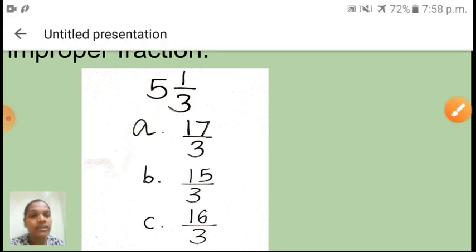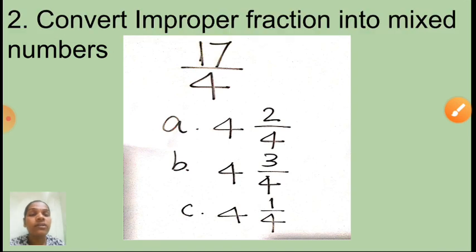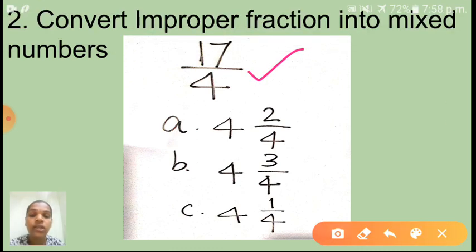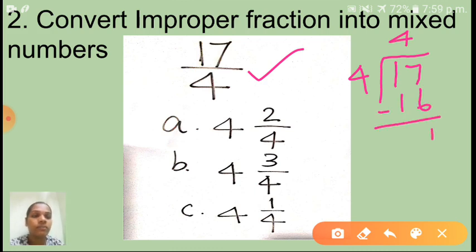The second MCQ is, see here, convert improper fraction into mixed number. Here I have given one improper fraction, 17/4. Here the numerator is greater than the denominator. So this is what? Improper fraction. How do you convert this improper fraction into a mixed number? You have to divide like this by 4. In 17 how many 4s are there? Very good, 4 4s are there. Yes, 4 4s are 16. Remainder is what? 1.